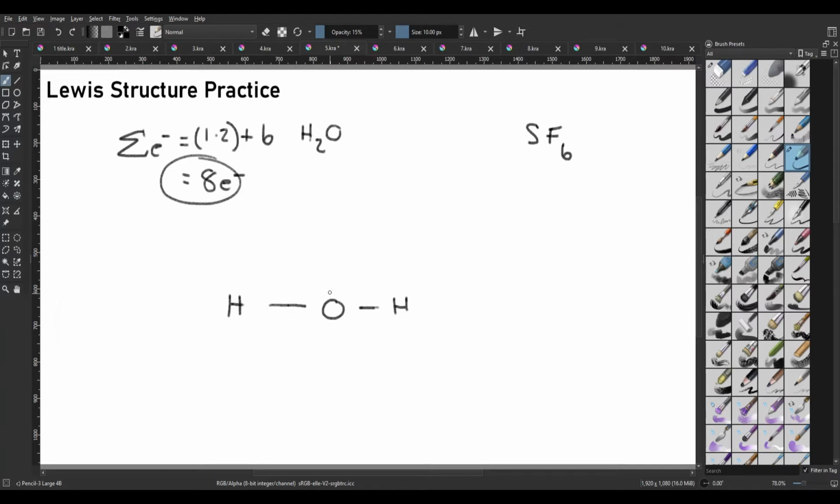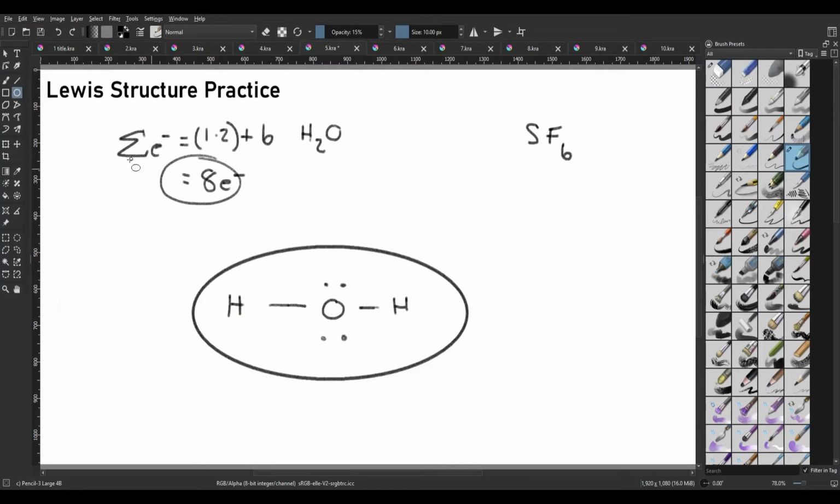So in an instance like this, we just stick the extra electrons around the center atom like this. And this way, oxygen is happy because it has 2, 4, 5, 6, 7, 8 electrons in its outermost shell. Hydrogen has just this line connecting it. So this is our correct Lewis structure for water, H2O.